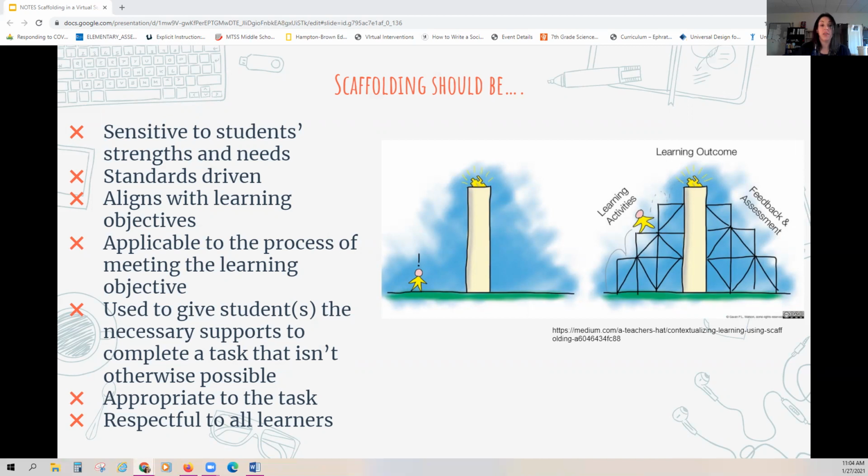Some things that we should keep in mind when we're talking about scaffolding is that it should be sensitive to students' strengths and needs. It should be standards driven and align with the learning objectives. It should be applicable to the process of meeting those learning objectives and should be used to give students the necessary supports to complete the task that otherwise wouldn't be possible. And it should be appropriate to the task and respectful to all learners. So we're not putting scaffolding in place just to do it or to say, oh yes, I'm differentiating. No, there has to be meaning behind the scaffolding to ensure that your students are able to attain the learning objective that you have in place.